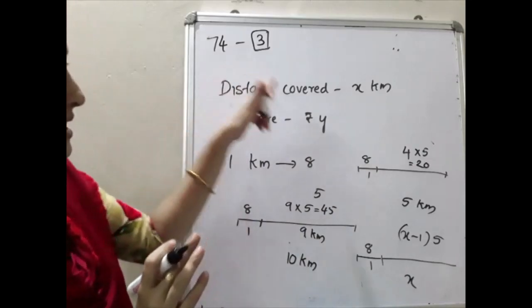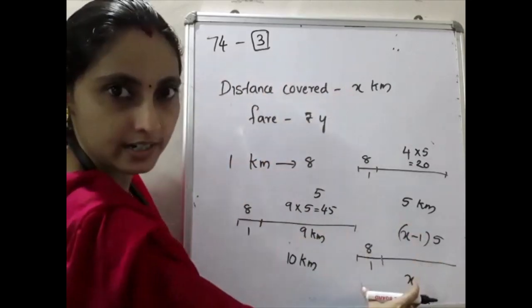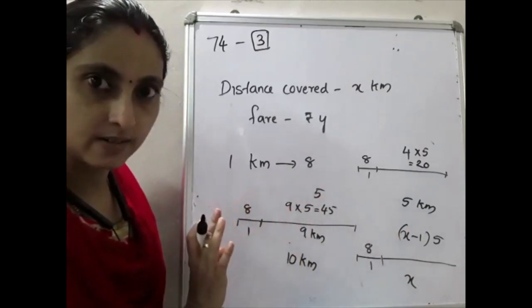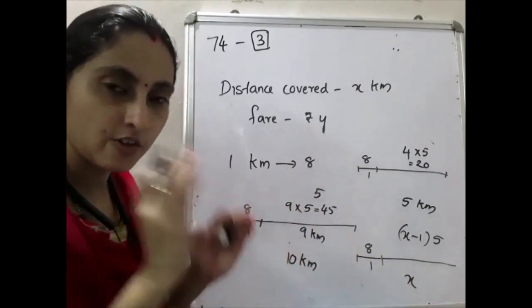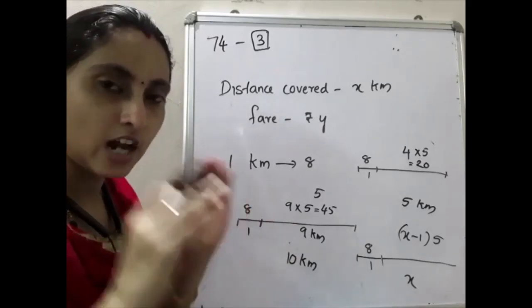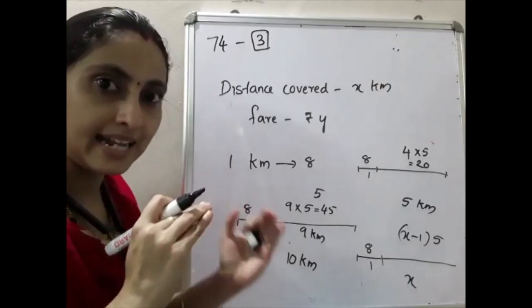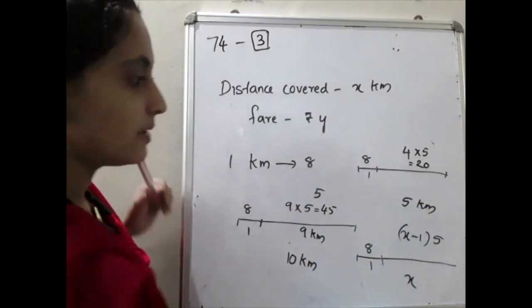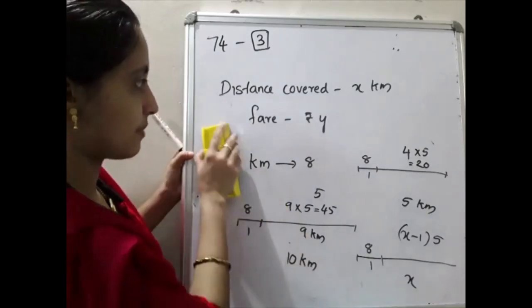But in our question, the distance covered is what? x. Total x kilometer. From that 1 is already taken, and that charge is 8, fixed. Then the remaining is what? Out of 10, 1 is taken means 10 minus 1. Likewise out of x, 1 is taken means x minus 1. The x minus 1 charge is 5. So that is our equation. You have to keep that in your mind.